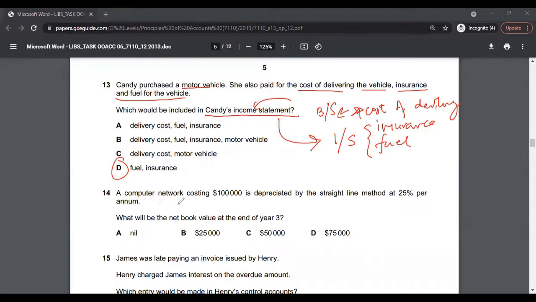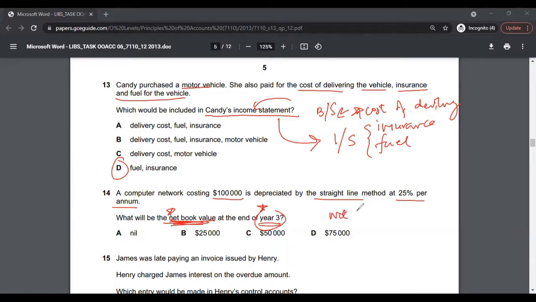Multiple choice 14. A computer network costing $100,000 is depreciated by straight line method at 25% per annum. What will be the net book value? Net book value, not the depreciation expense, net book value at year end 3. So two keywords here, net book value and year 3.